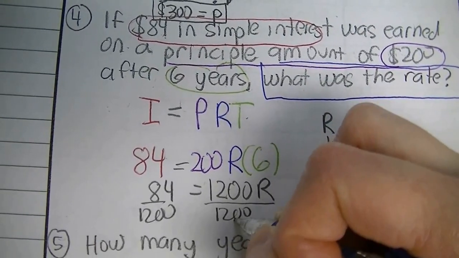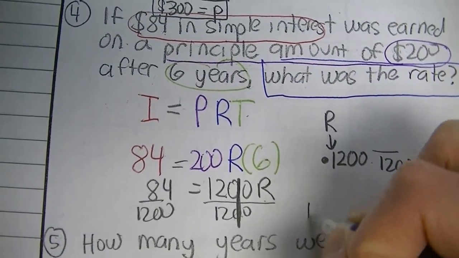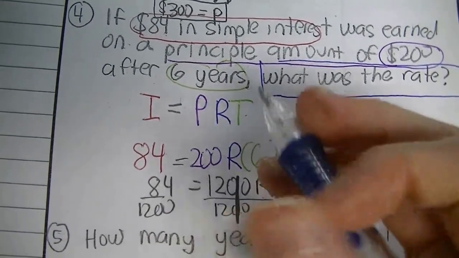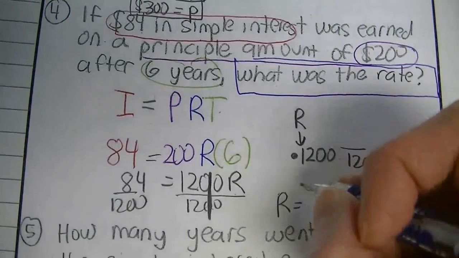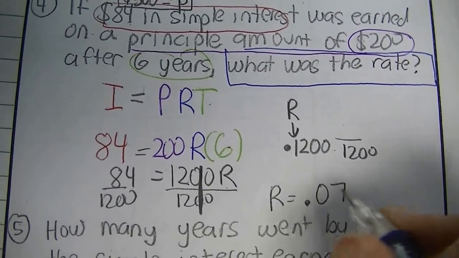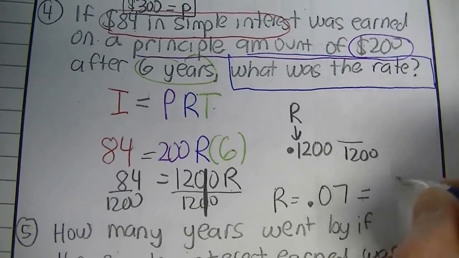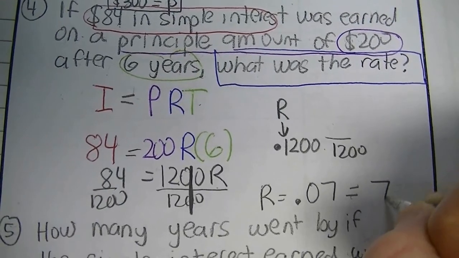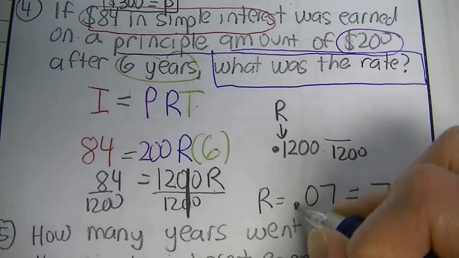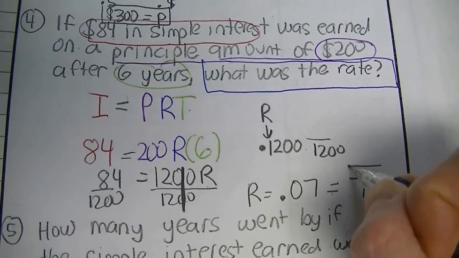So 1,200 divided by 1,200 is 1. 1 times r is 1r, or r. 84 divided by 1,200 is 0.07, okay? Now remember, that's the decimal version of the percent. So for the rate, for that percentage rate, we want to say 7%. Okay, because we multiply that decimal by 100 to get its percentage.